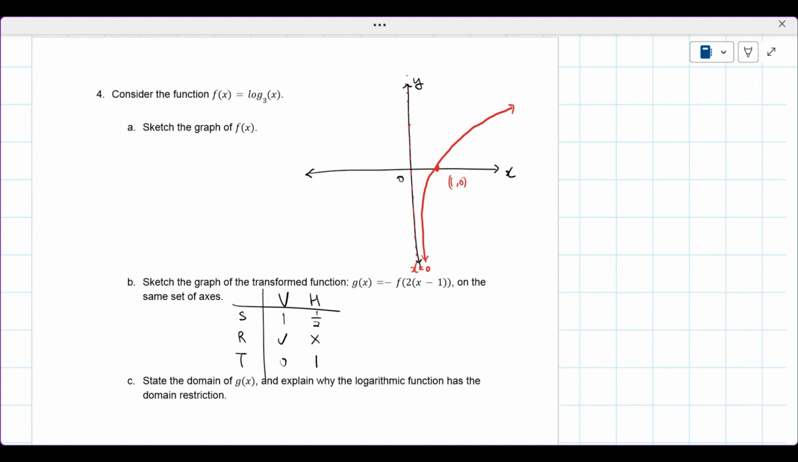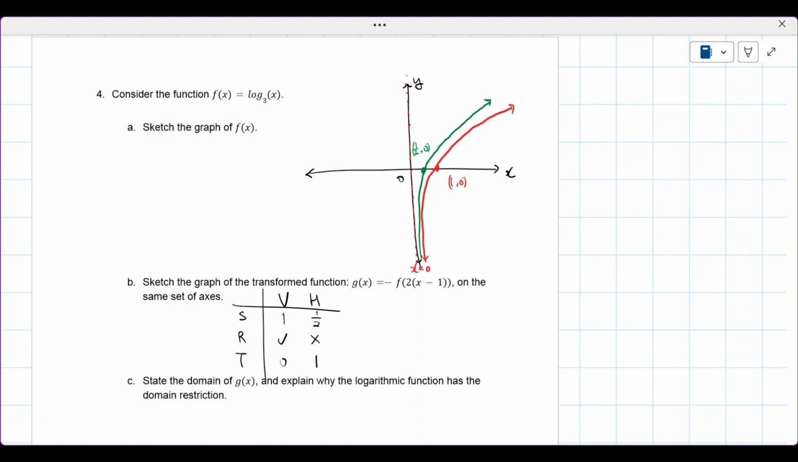First thing that's going to happen is that we have a horizontal stretch by 1 over 2, which means that when you do the horizontal stretch, the invariant point is x equals 0. So I think the vertical asymptote stays the same. However, my x-intercept is going to be transformed to (1 over 2, 0). So that's the graph of the transformed function after we do the horizontal stretch.